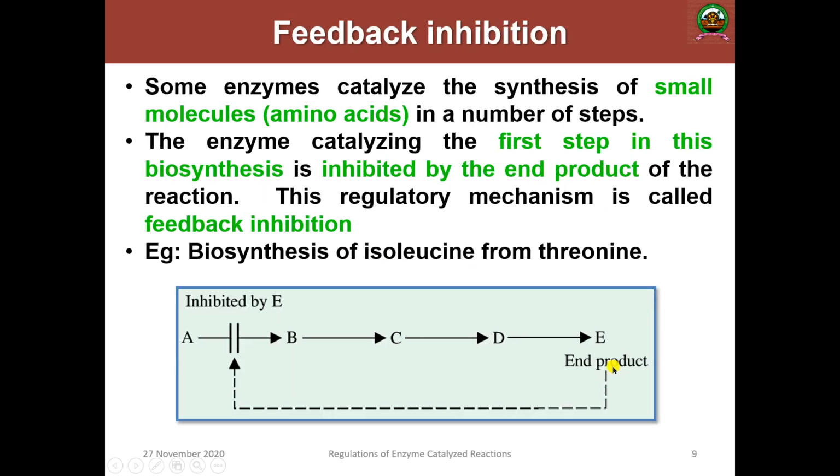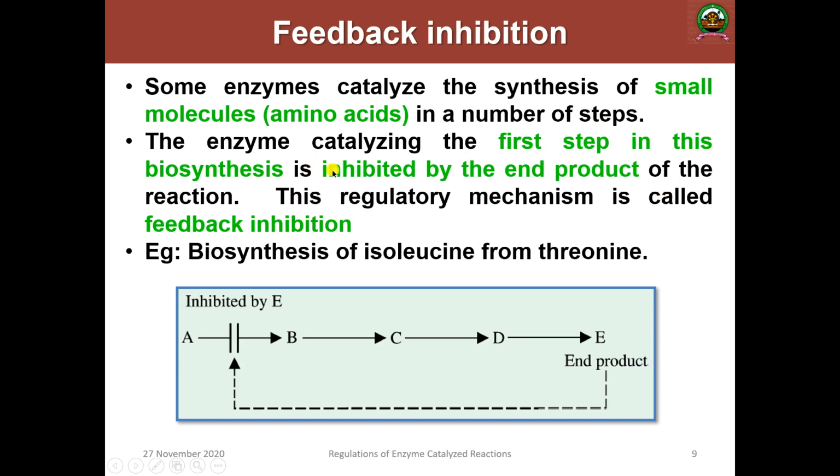The third one is feedback inhibition. This is very common in the synthesis of some amino acids. Some enzymes catalyze the synthesis of small molecules such as amino acids in a number of steps. The amino acid synthesis from the starting compound includes a lot of steps. The enzyme catalyzing the first step in this biosynthesis is inhibited by the end product of the reaction. This regulatory mechanism is known as feedback inhibition.